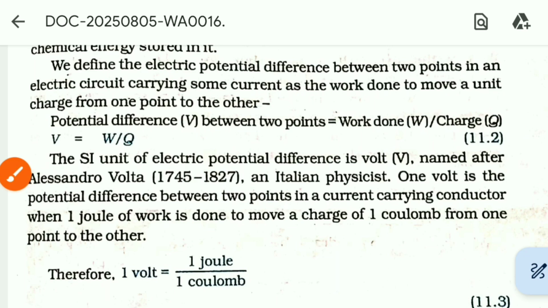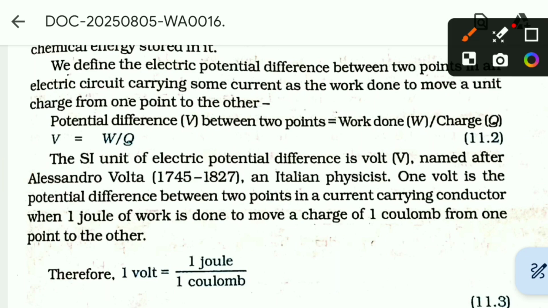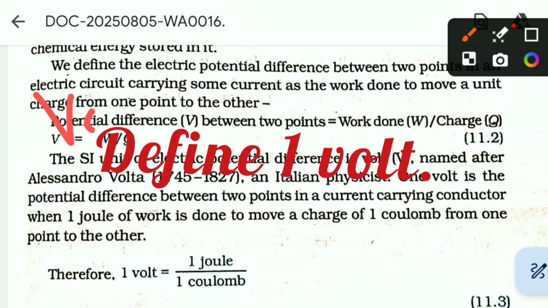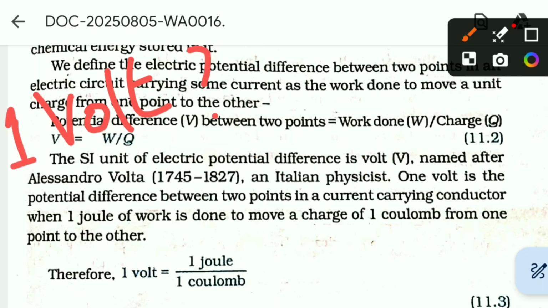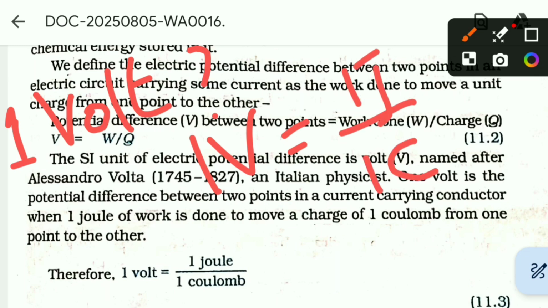Okay, one question will be asked for 1 mark. What is that? Define 1 volt? Very important question. Okay, so what is 1 volt? 1 volt is equal to 1 joule per 1 coulomb.